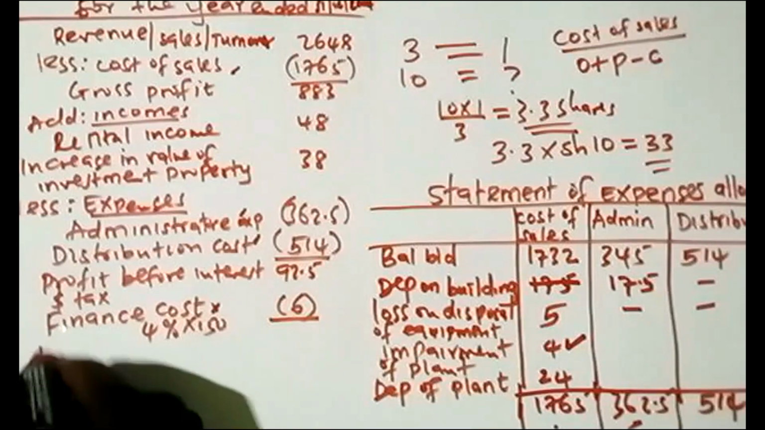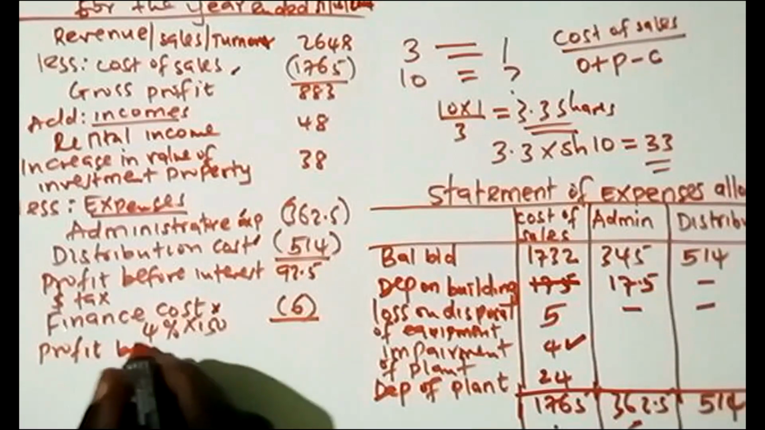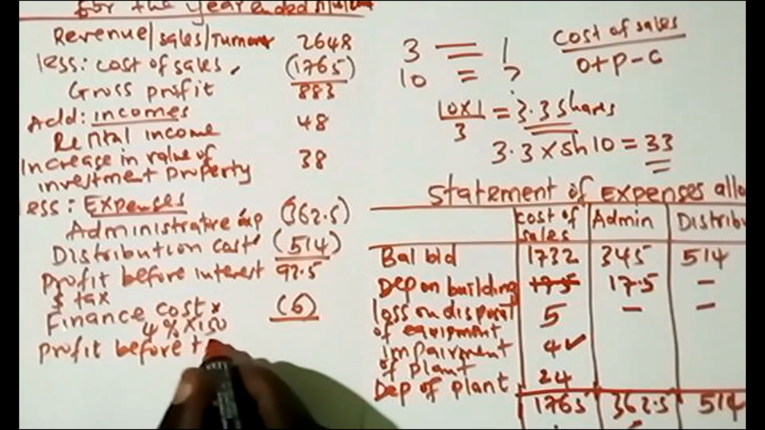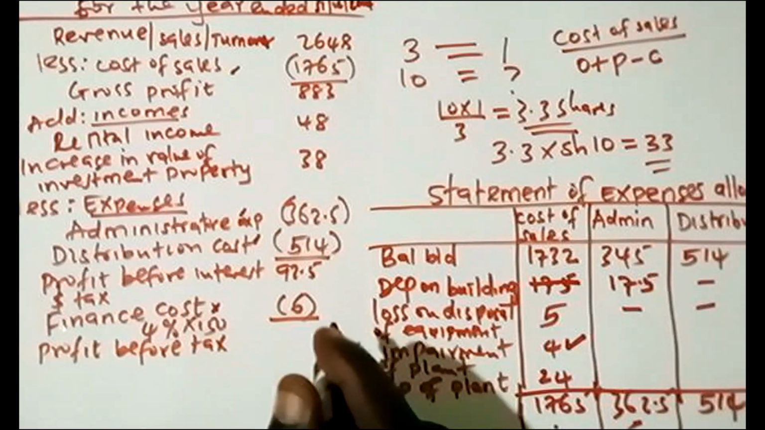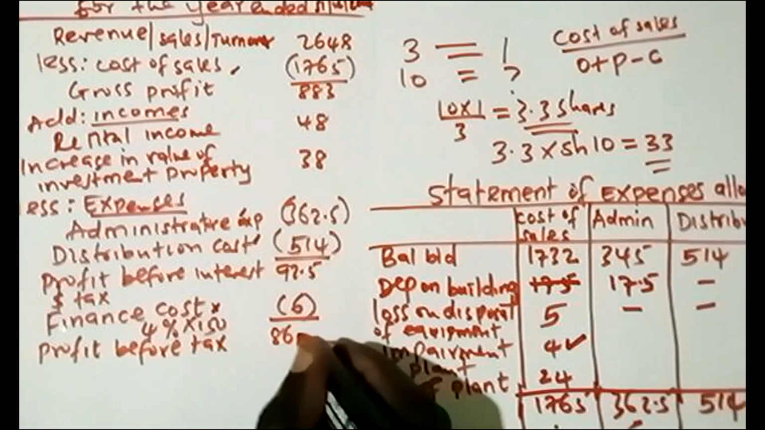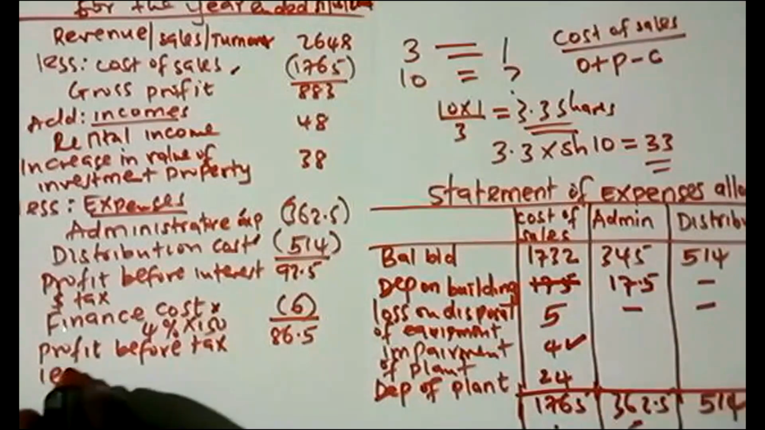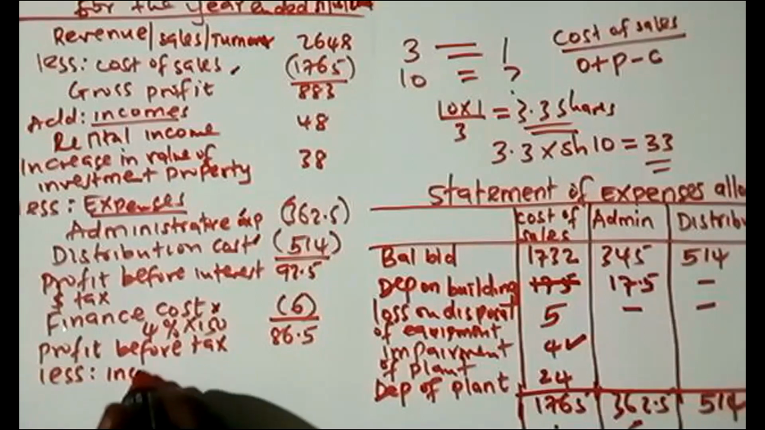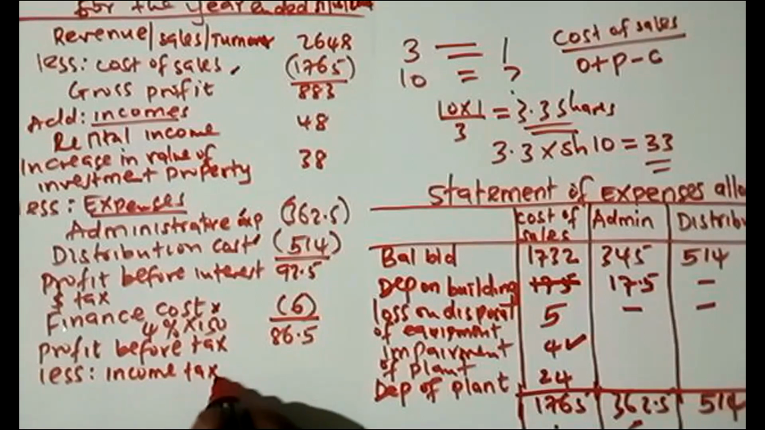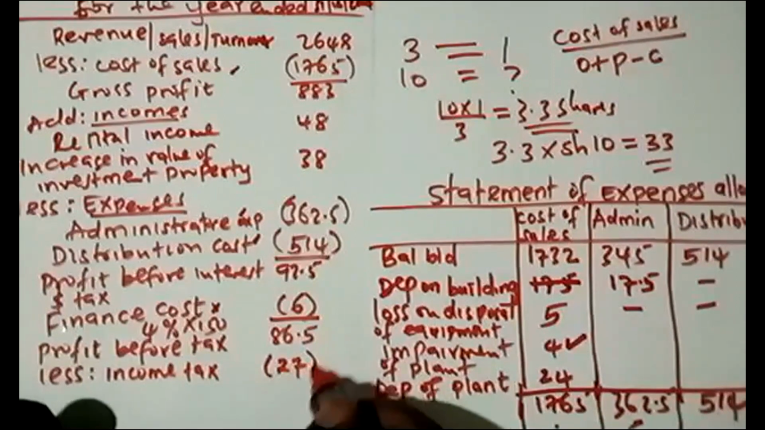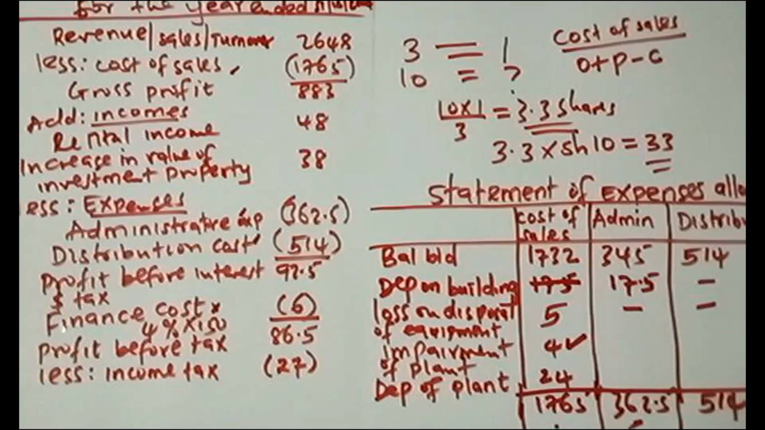So up to that point, we have profit before tax, which is 86.5. Then we raise the income tax. Remember that our income tax was 27. We did from the working 20 for current and 7 for deferred. It's under additional information, 20 plus 7. I think it's additional information number 3, but we talked about it earlier.